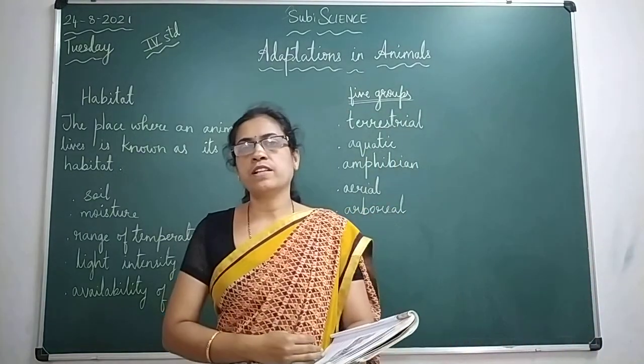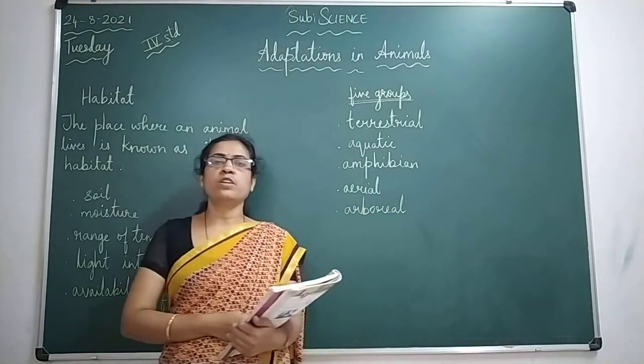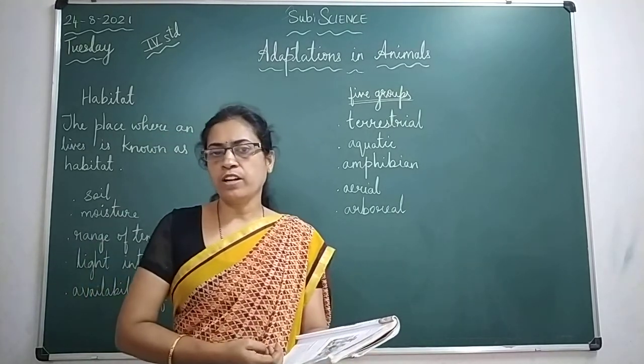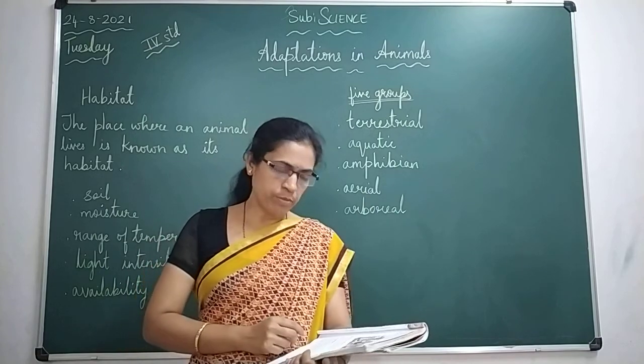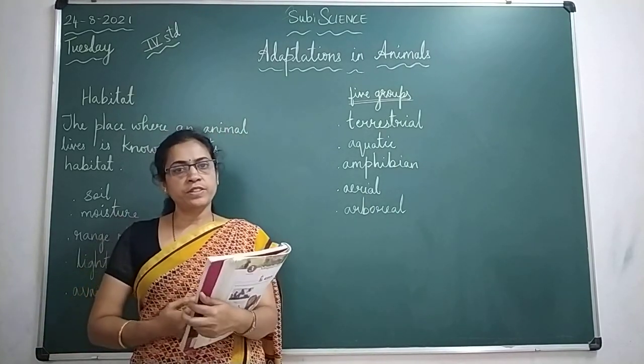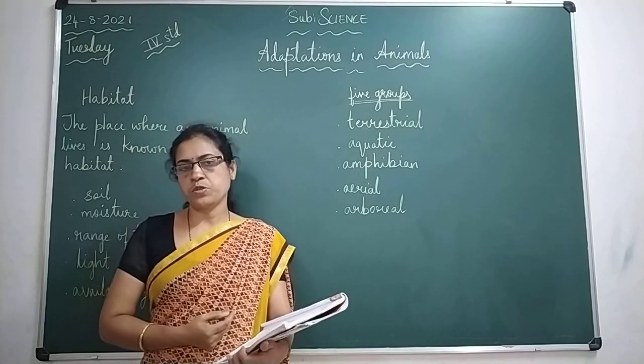So children, what are terrestrial animals? Animals that live on land are known as terrestrial animals. Animals like a cow, buffalo, tiger, giraffe, etc. are some examples of terrestrial animals.